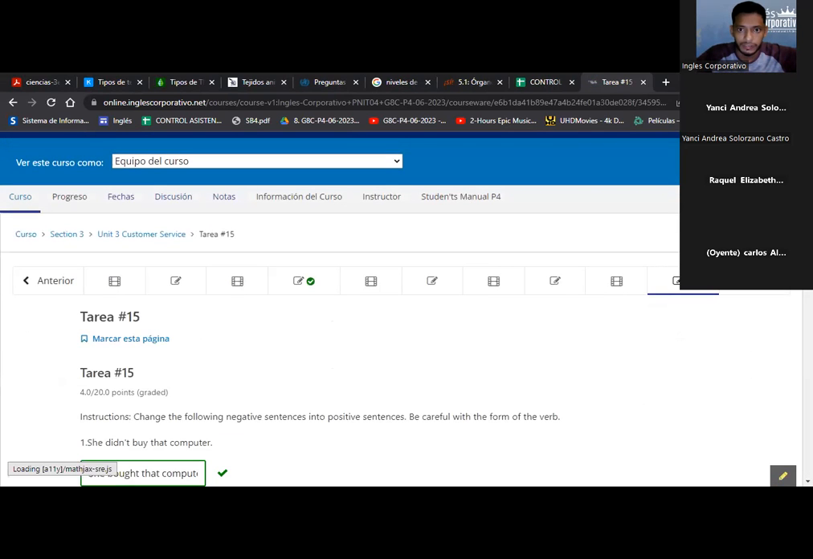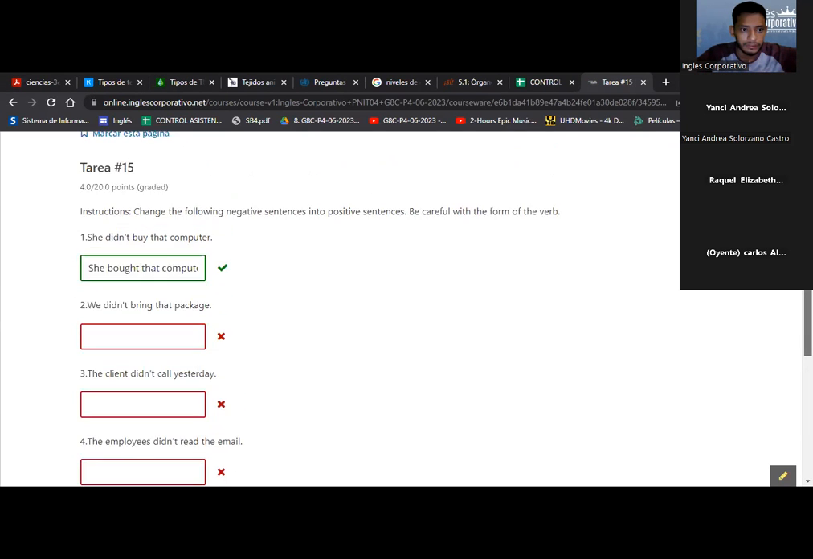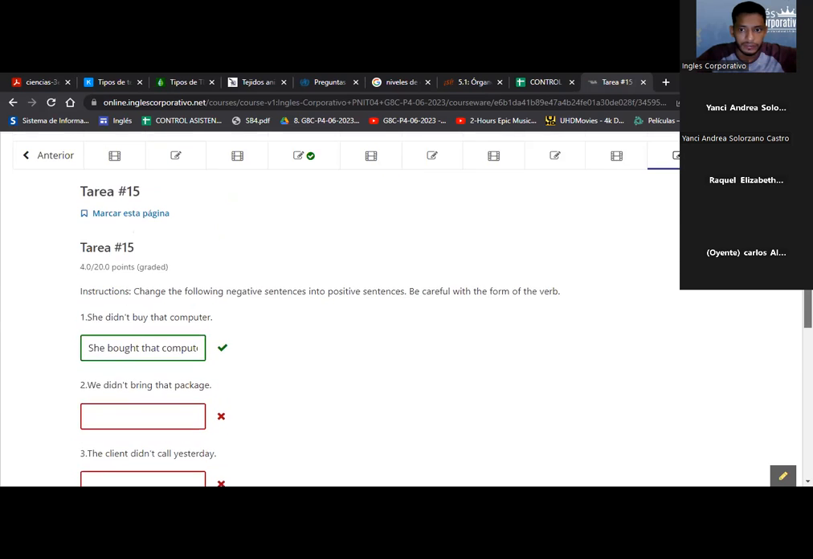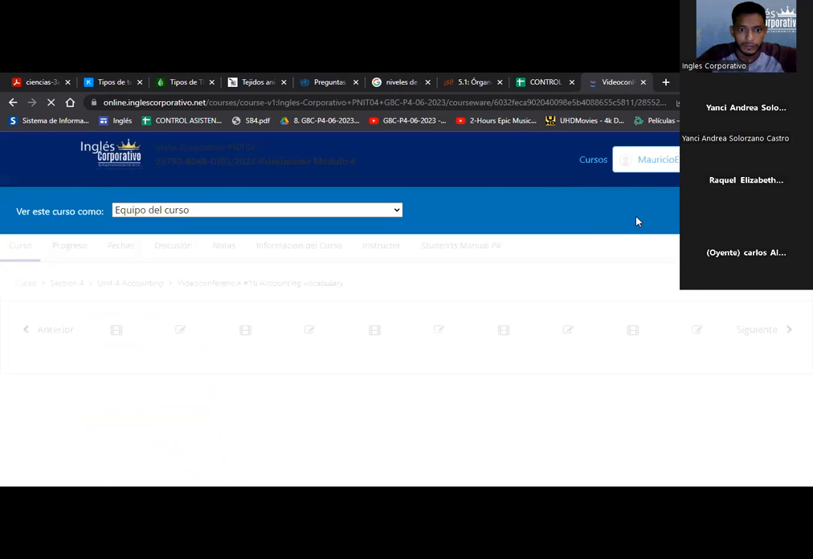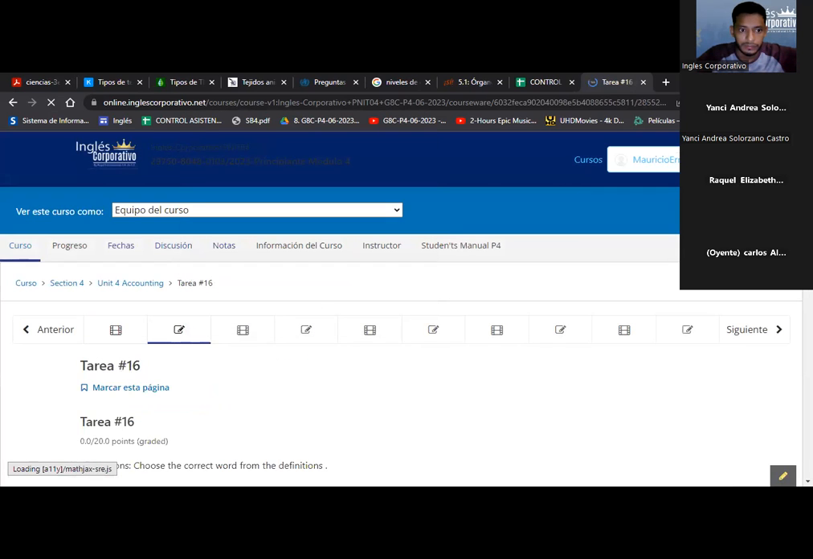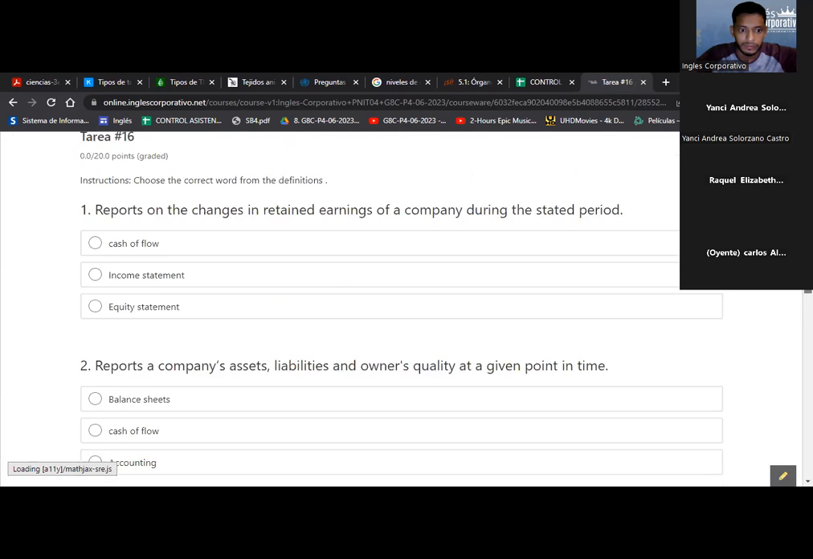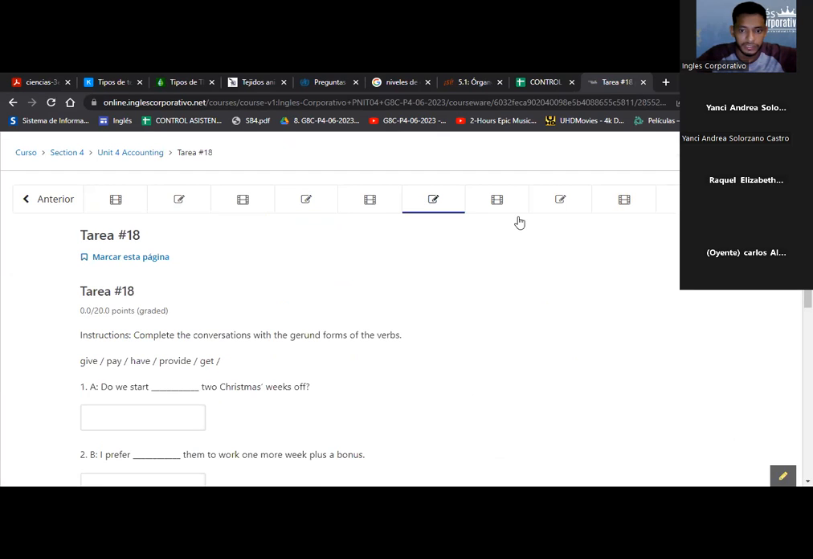¿Era esa, Raquel? Esta es la 15. No, es donde están dos cuadritos, si no recuerdo mal. Dos cuadritos que no sé qué es lo que vamos a escribir ahí. Que no sea esta. ¿No? No. Ok, vamos a ver también. 16, 17, unos cuadritos, dice. Tampoco es esta. Están dos espacios. ¿Sería esta? Para completar.